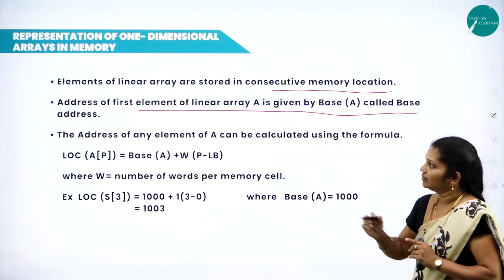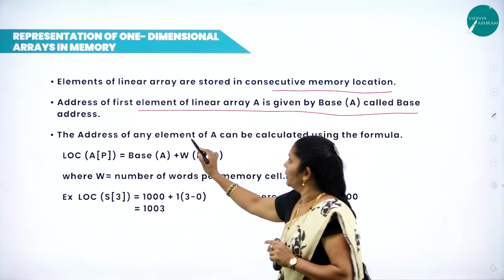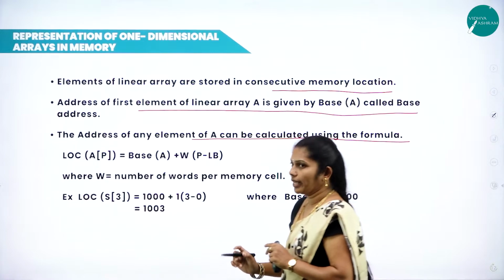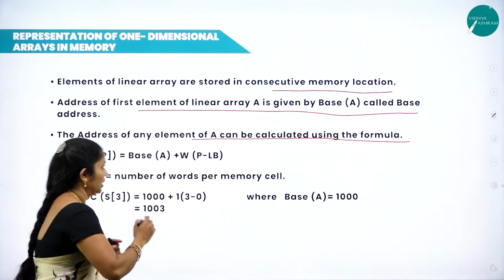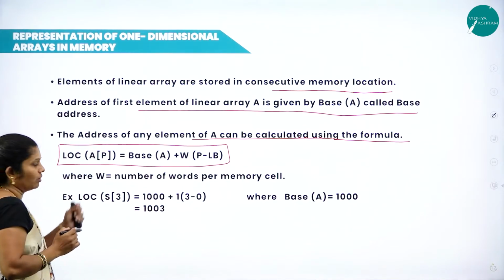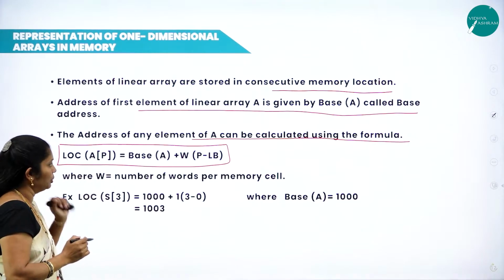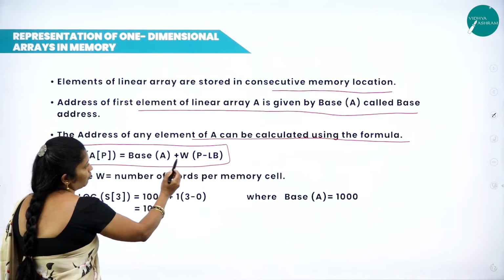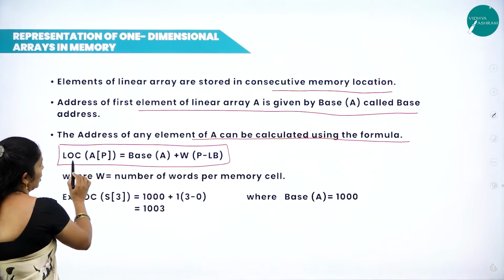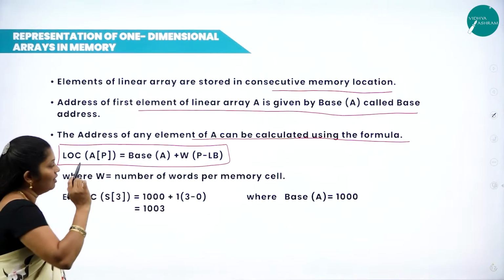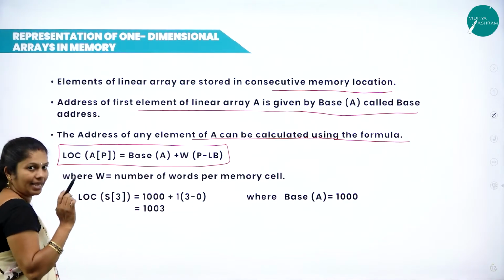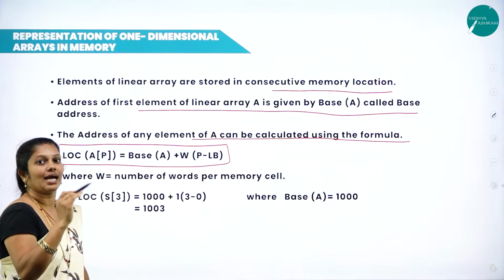the starting address. The address of any element of A can be calculated using the formula: LOC(A[P]) equals Base(A) plus W times (P minus LB). Here LOC(A[P]) represents the element whose location I am finding, and Base(A) represents the base address, the starting address.